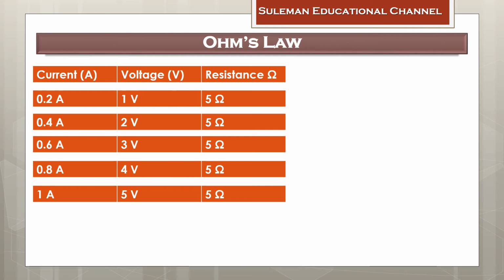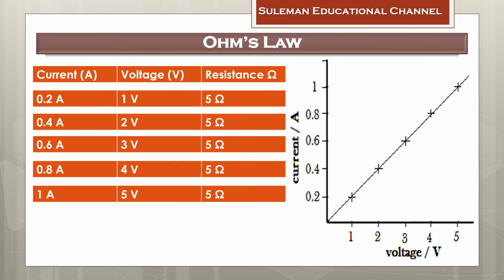If we plot a graph between the voltage and current, keeping voltage on the x-axis and current on the y-axis, we obtain a straight line. If we obtain a straight line, then it is Ohm's law. If we do not obtain a straight line, and it is a curve, then it is not obeying Ohm's law.